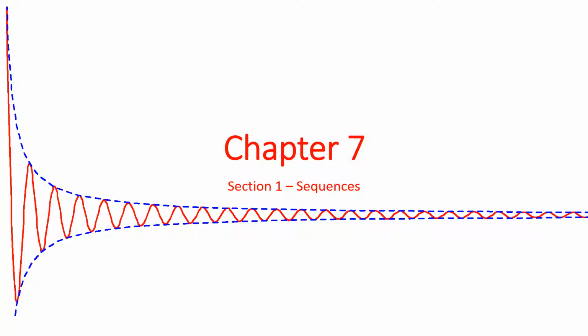So we have sequences we're talking about now. The first question is, what is a sequence? A sequence is just a series of numbers. For instance, a sequence could be 1.